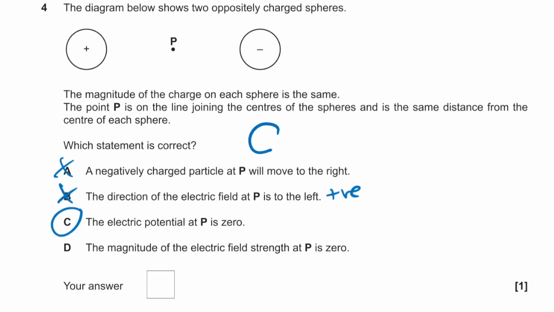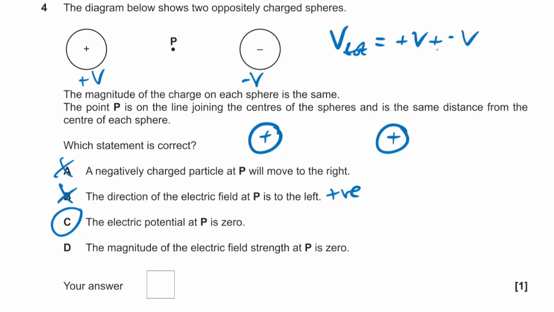It would be if it was positive and positive, but because it's negative and negative, we have a positive potential here, we have a negative potential here, and we know that total potential is just going to be this plus V plus minus V, so it ends up being 0. It's the only time that you can have a potential of 0, when you have two opposite charges, and the potential is going to be 0 somewhere in between. Let's just check D. The magnitude of the field strength is 0. You might be tempted to think that's the case, but no. The positive is going to repel a positive charge. The negative is going to attract the positive charge, so it definitely is not 0. Again, it would be if it was two like charges.